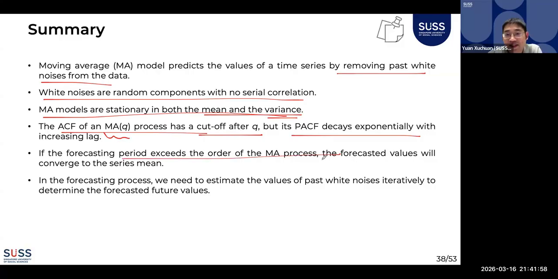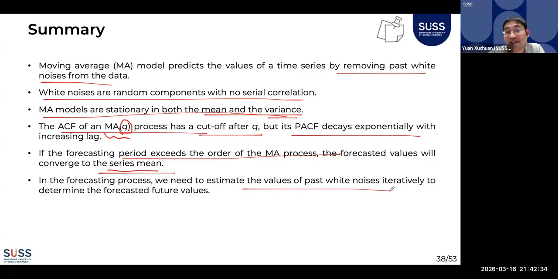If your forecasting period exceeds this order Q, that means the forecast value will always be the series mean. Because after the model order Q, you don't know the white noise from your data, so you have to replace those with zero mean. So all the forecast values after lag Q, or after period Q and ahead, will be the series mean.